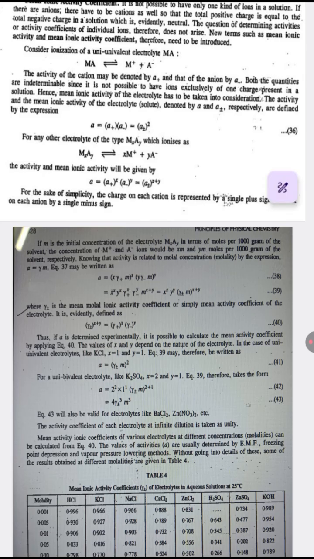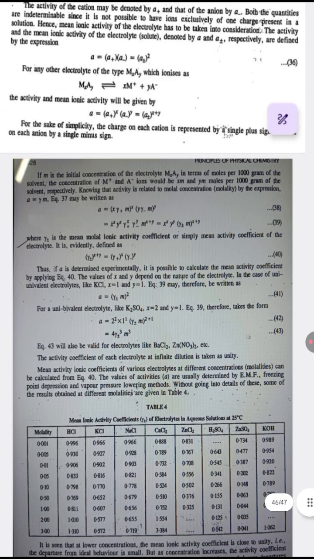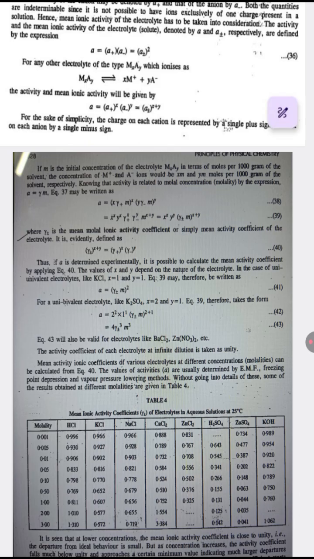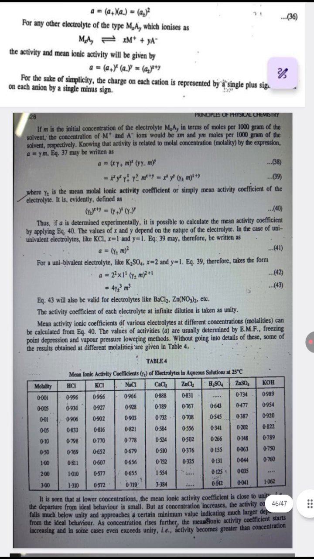Consider ionization of a univalent electrolyte MA, where MA gives M+ and A-. The activity of the cation may be denoted by a+ and that of the anion by a-. Both the quantities are indeterminable, since it is not possible to have ions exclusively of one charge present in a solution. Hence, mean ionic activity of the electrolyte has to be taken into consideration. The activity and the mean ionic activity of the electrolyte, denoted by a and a± respectively, are defined by the expression a = a+ × a- = a±², equation 36.